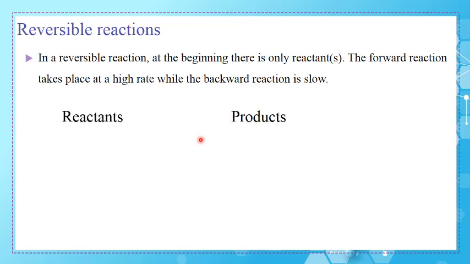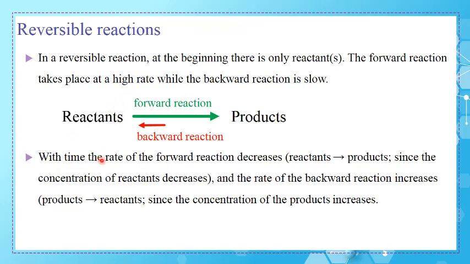Look, these are the reactants. In the forward reaction, they give the product, and the product changes back, in a backward reaction, to give the reactants. But here the arrow is written with a big size to show that this reaction, the forward one, is faster. With time, the rate of the forward reaction decreases.